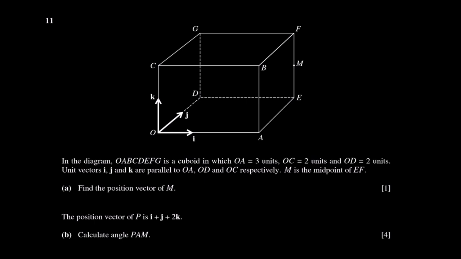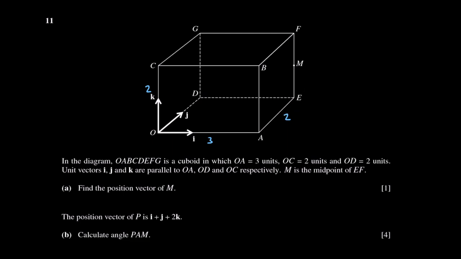Okay, then question 11, which is a vectors question. I think I'm going to deal with parts A and B here together. So in this diagram, we've got a cuboid in which OA is a length of 3 units. So I'm going to label that on. That length there is 3. And the length OC, which is this one here, is a length of 2 units. So again, I'm going to label that. That's a length of 2. And OD is also equal to 2 units, right? So that length there is also equal to 2, which is the same as AE. So I'm going to label that there as 2.